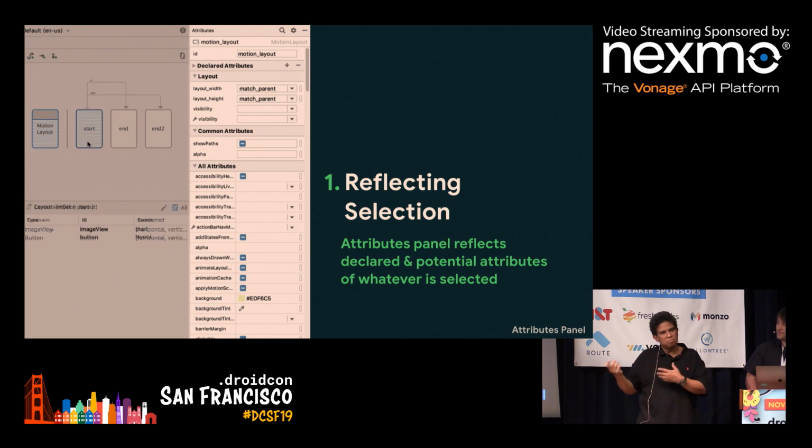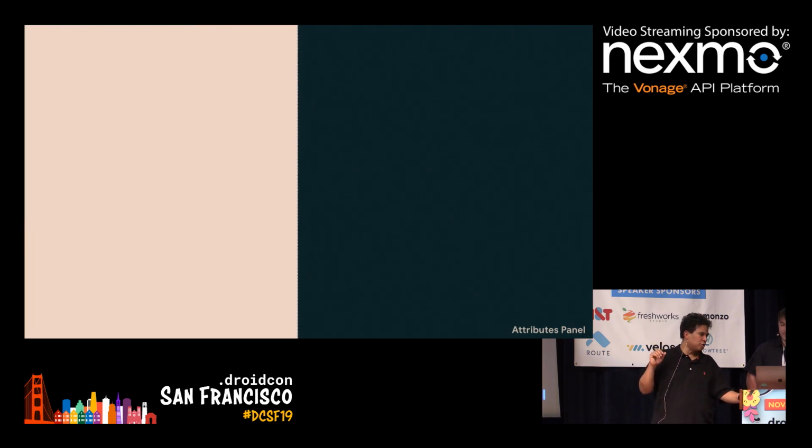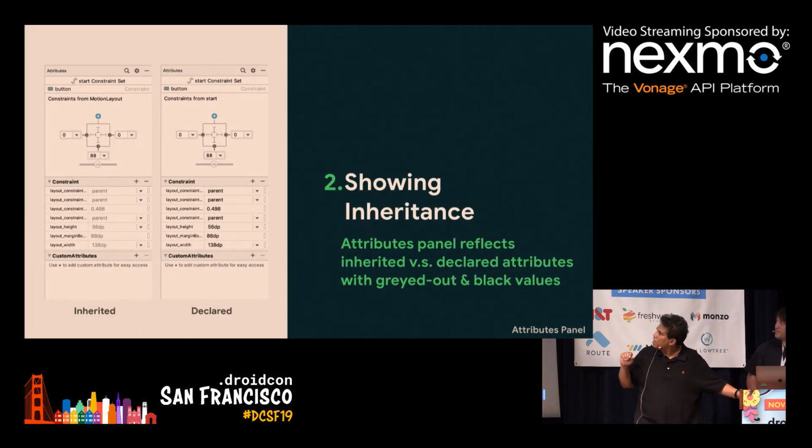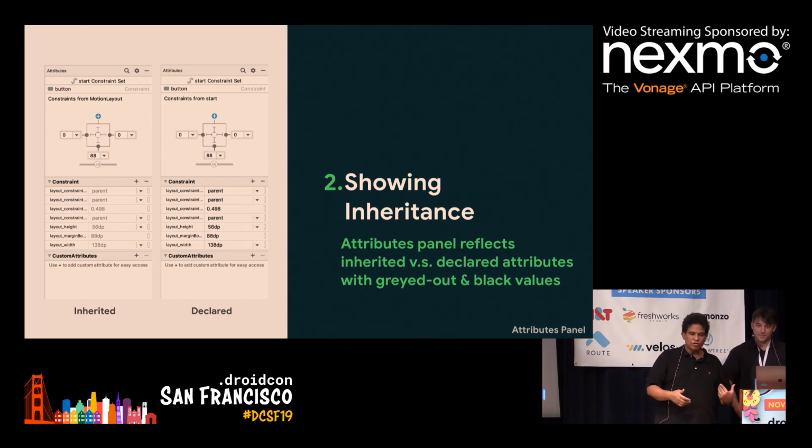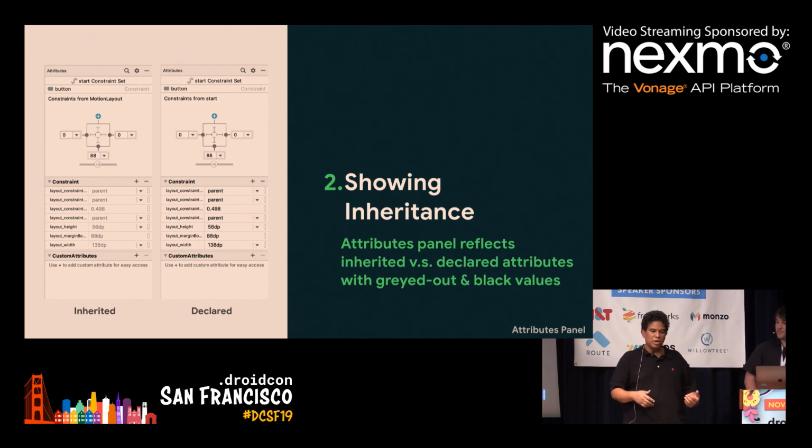When I click on an object, you'll see what it does. What are the attributes associated with it? We have a little bit of a twist in that if it's grayed out, it means that it's coming from another constraint set or from the base layout. That way, if you see it grayed out, it means it's not actually defined in this current constraint set, but it is defined. So you can think of it as defined in a parent class. It's very much analogous to parent-child relationships in classes.